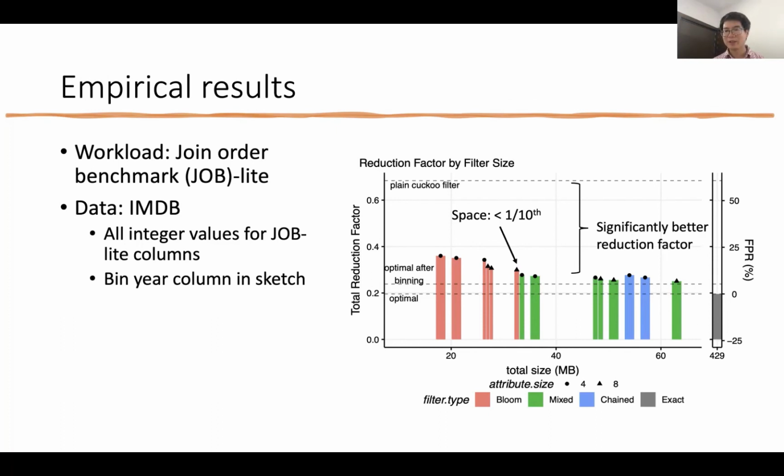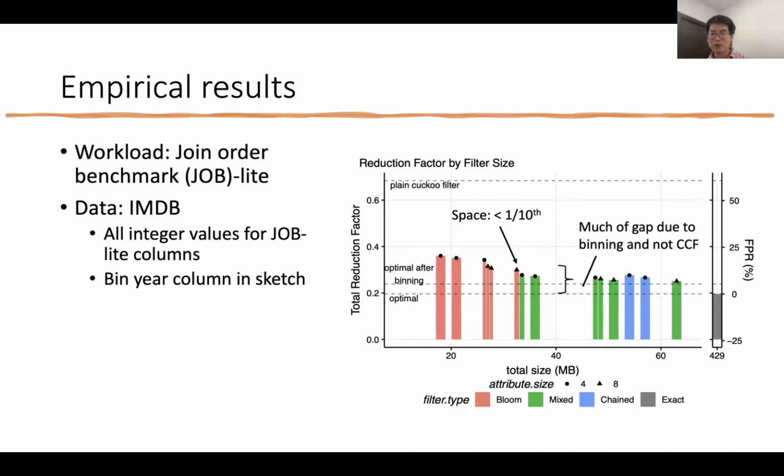And we get a significantly better reduction factor than the plain cuckoo filter. So a plain cuckoo filter gets a reduction factor of around 0.7, which removes about 30% of the rows, while we get something which is closer to 0.3, or removing 70% of the rows. And what you see is that this is actually quite close to optimal, so we can't do much better than 0.3. The false positive rate in this particular case is roughly 1/9, so around 11%.